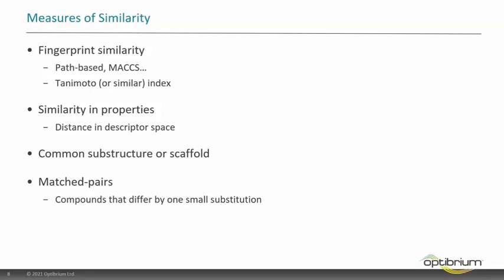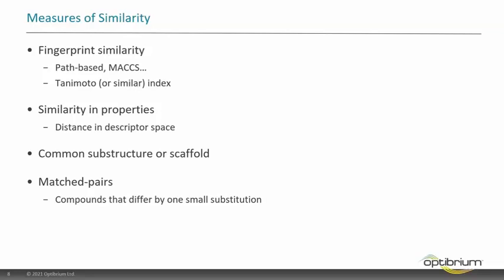Often, I guess a natural way to think about whether two compounds are similar is to say, well, they have a very large common substructure. They share a lot of their structure, or perhaps are based around a common scaffold. And of course, we often think of a very widely used concept of match pairs. These are compounds that are essentially identical, except for one small substitution at a single position.